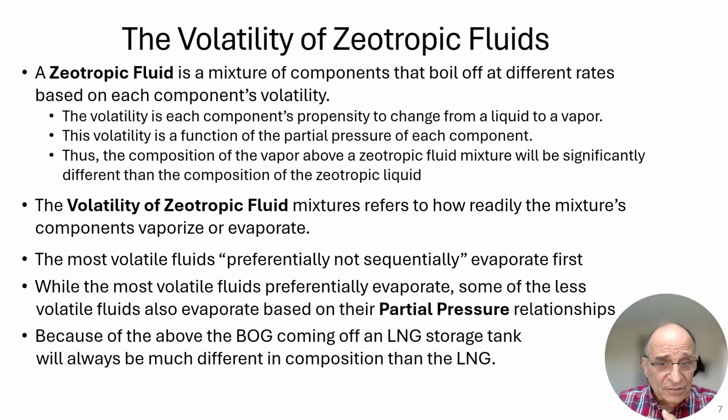A lot of hydrogen would boil off if hydrogen were in there. A lot of nitrogen would boil off. Some methane would boil off, some ethane would boil off, and trace amounts of propane. And I've listed those just now in sequence of volatility. Hydrogen being the most volatile, nitrogen next, methane next, ethane next, propane last in that listing. Because of the above, the boil-off gas coming off an LNG storage tank will always be much different than the composition of the LNG itself.